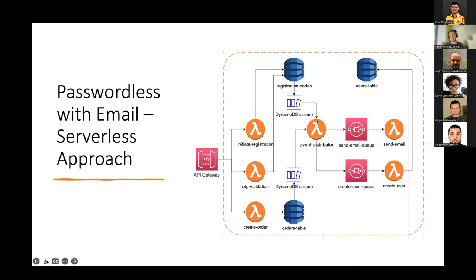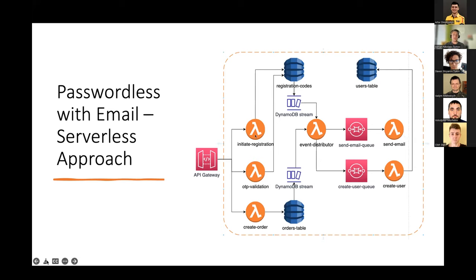And then we're going to have another router, which we're going to call the event distributor, which is going to look into different directions at what it's going to do with the events. And then we're going to have a bunch of SQS queues through which we're going to continue, let's say, the event stream through this event channel. And then finally, we have the two consumer lambdas, the event consumer lambdas.